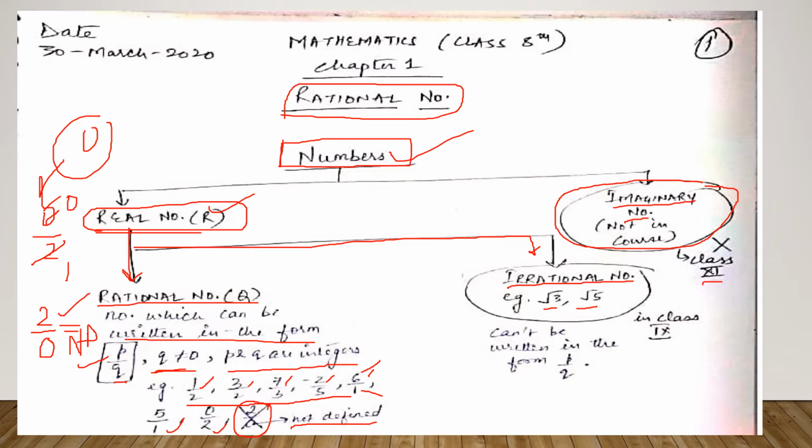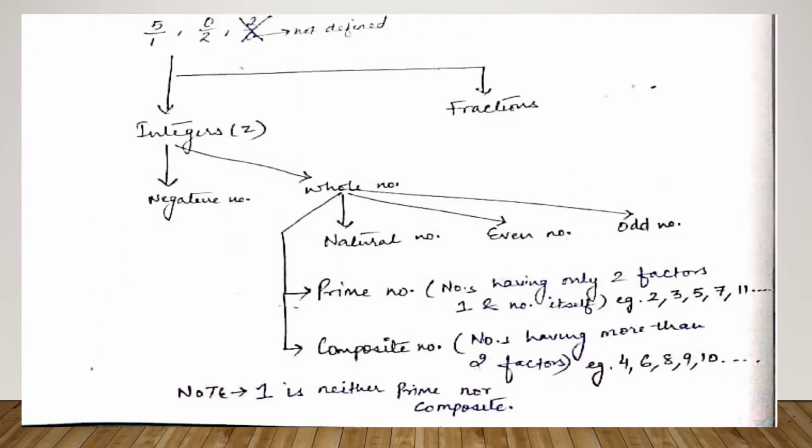Okay. Now, what are irrational numbers? We have seen two examples, under root 3 and under root 5. So how do we define these? These numbers can't be written in the form p upon q. Such numbers which can't be written in the form p upon q are known as irrational numbers. We have seen some more examples. 5 upon 1 is also a rational number, so this is already done.